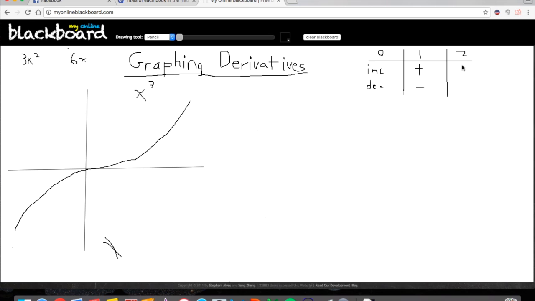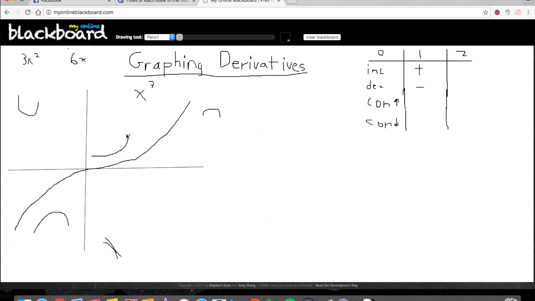Now, the second derivative concerns the concavity: concave up and concave down. I'm going to write con up, con down to show this. Just a review of what that means. Concave up looks like this. Concave down looks like this. As you can see, this function does change concavity. Over here it's concave down, and over here it's concave up.